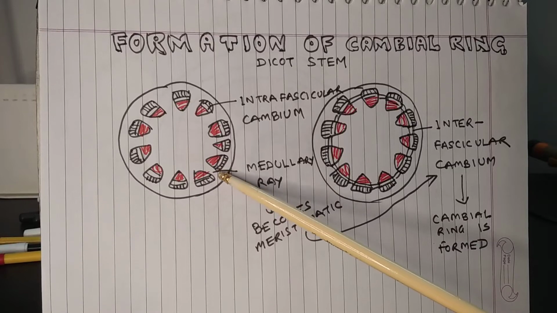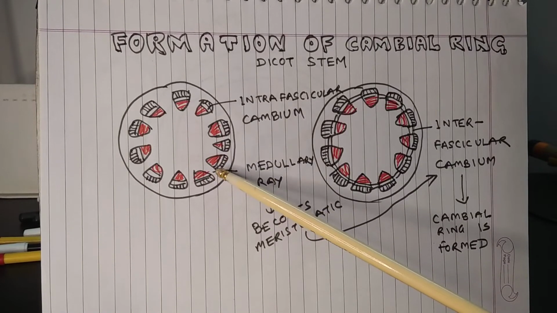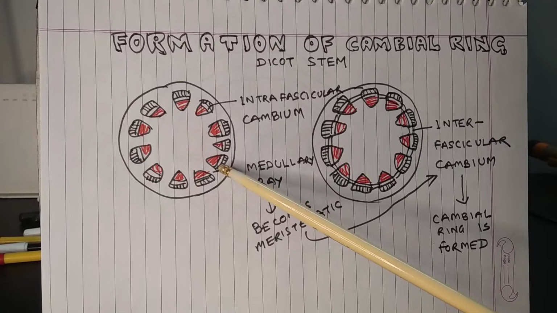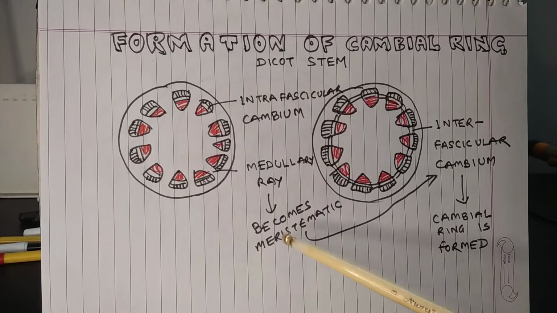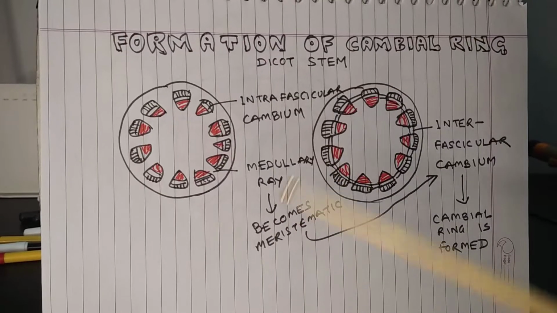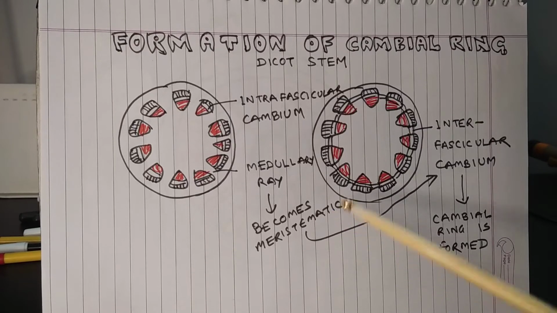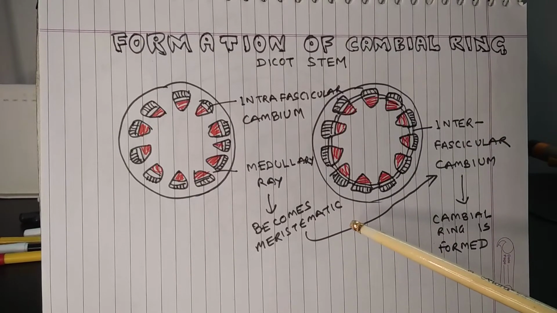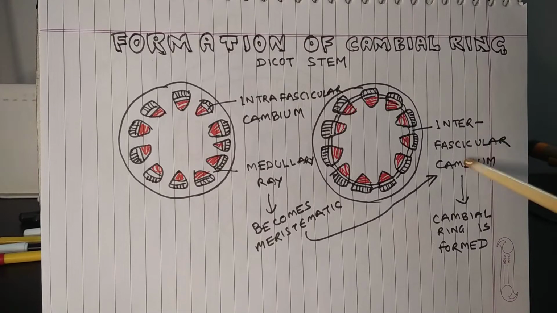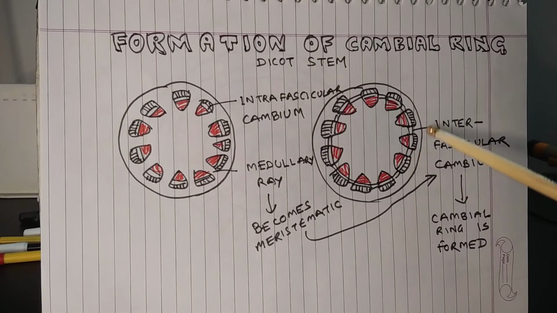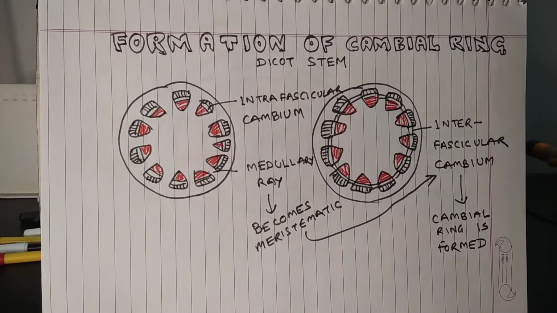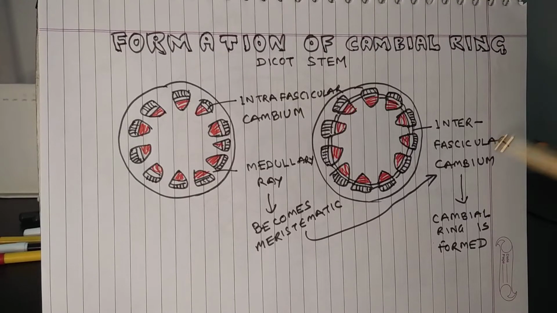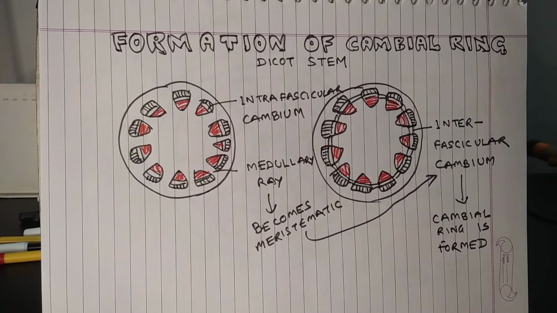In between the vascular bundles, there are bands of parenchyma, and these bands are called medullary rays. So what happens? The medullary rays become meristematic. So the cells begin to divide, and after cell division, there is the formation of cambium between the vascular bundles. So the cambium between the vascular bundles is called interfascicular cambium.